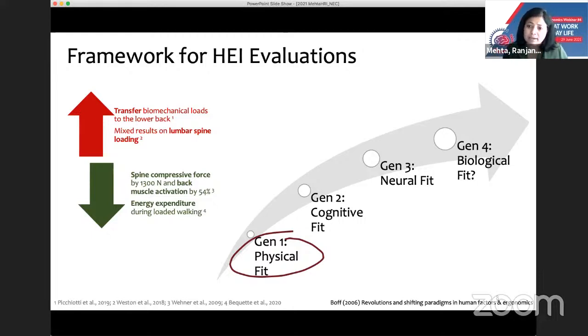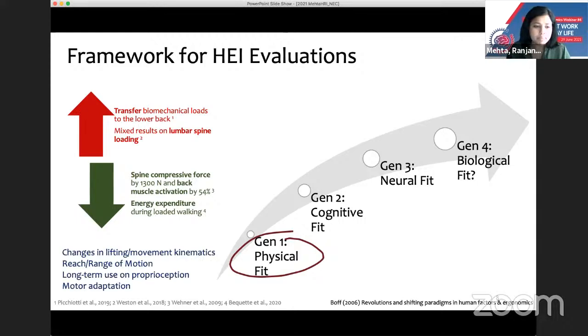However, there have also been studies that show that if you wear an exoskeleton for your shoulder, yes, it will reduce shoulder loads, but the load is going somewhere. And where does it go? It goes to your spine. And so it can create emerging risks in your spine. There are other things that are currently being evaluated, like changes in lifting and movement kinematics with exoskeletons. So you can imagine the sort of motor adaptation that workers are doing as they are wearing these exoskeletons. There are studies on range of motion. There are beginning to be studies on long-term use of exoskeletons on proprioception as well.